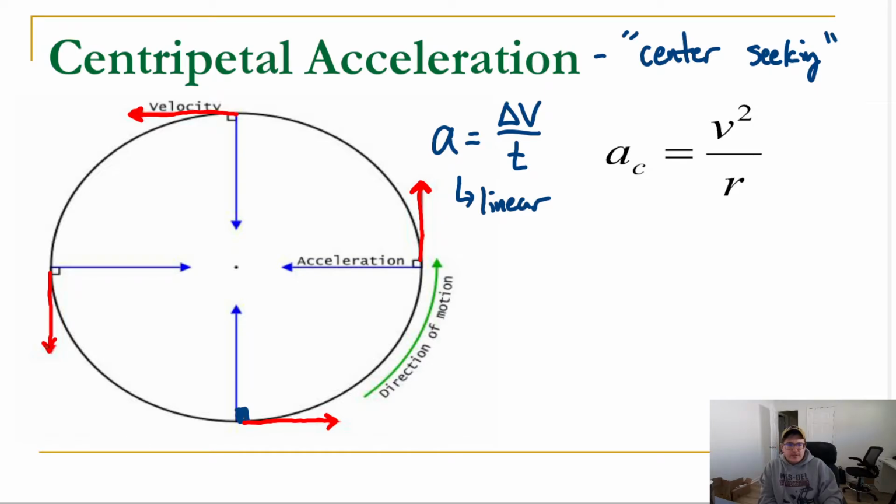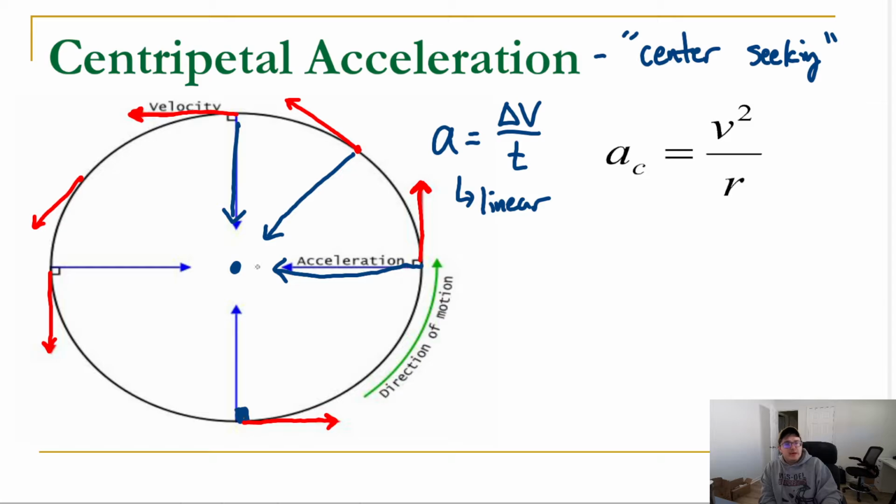Well, what's going on here is that as the object is rotating around the circle, it is always accelerating towards the center. Regardless of wherever we look at it, it is always curving towards the center. So then we denote this as centripetal acceleration, or center seeking. Regardless of wherever I look, the acceleration is towards that center point.